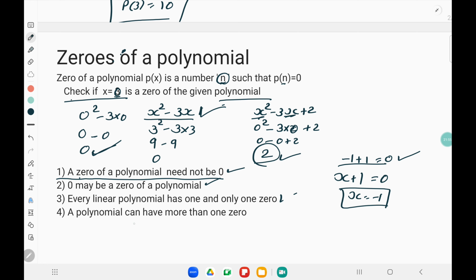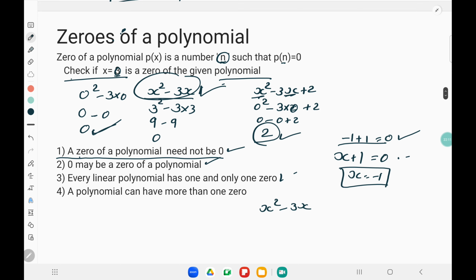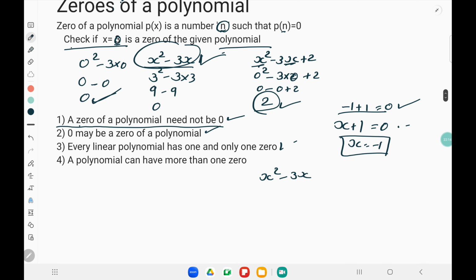A polynomial can have more than one zero. Of course, if it is not a linear polynomial, then it could have more than one zero. Let's check here: x square minus 3x. First time we used 3 and we got 0. Second time we take 1 and we got 0. So yes, it is true. And you can even use other values like fractions and so on, and that still gives you 0. So that is what we learned here.